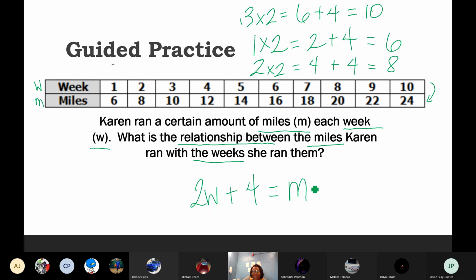Take some time to finish writing that down, and we're about to go on to our last example of the day before I assign you your independent practice.